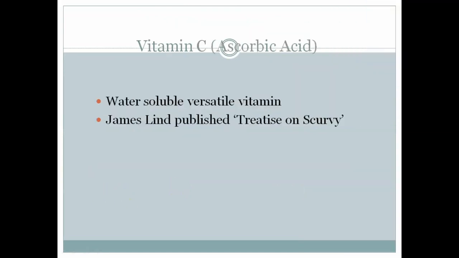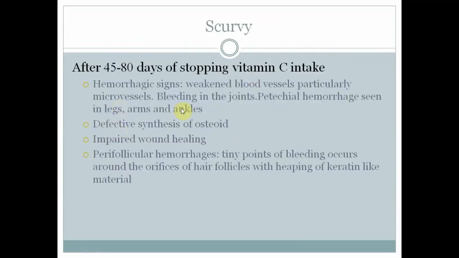So vitamin C, we know the James Lind experiment, I have mentioned it in the epidemiology section on RCT. James Lind was one of the pioneers in epidemiology and the randomized control trial. He used lime water for treating scurvy. So what happens if we stop taking vitamin C? There will be hemorrhagic signs, defective synthesis of osteoid, impaired wound healing, and perifollicular hemorrhages.